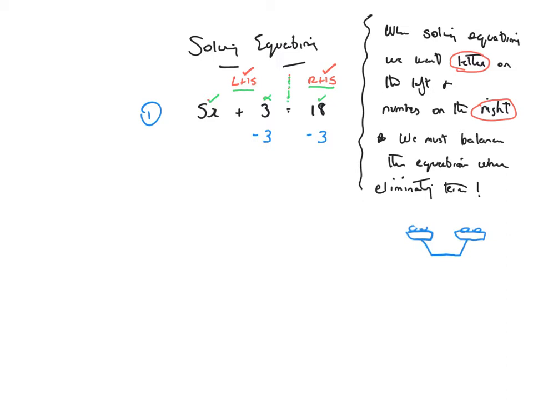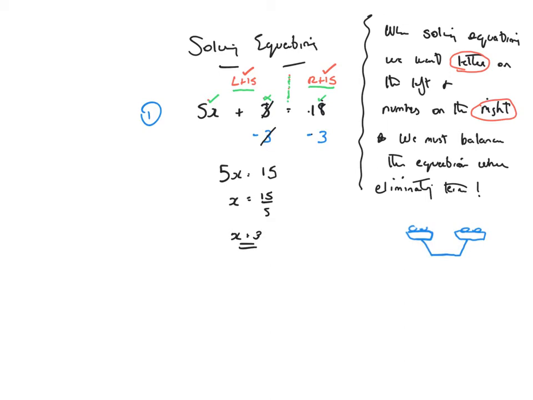It's the same principle here. If I'm going to take away 3 from here, I'm going to need to take away 3 from here. Now 3 take away 3 cancels out, and on the left hand side I'm just left with 5x, and that's equal to 18 take away 3, which is 15. I then bring the 5 down and divide, so x equals 15 divided by 5, and 15 divided by 5 is equal to 3.